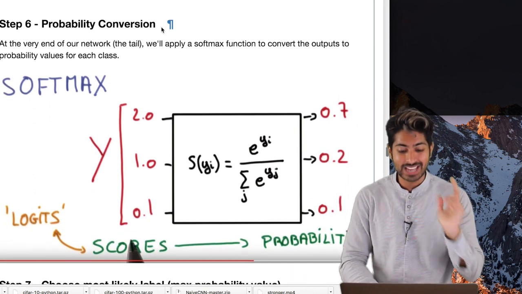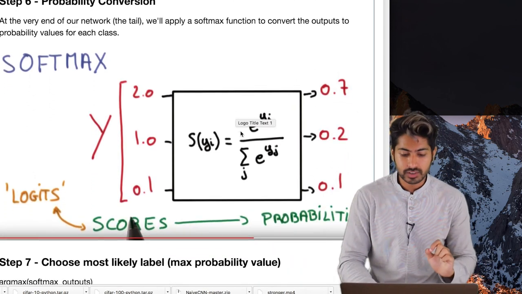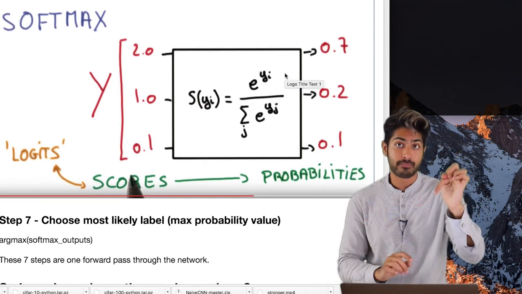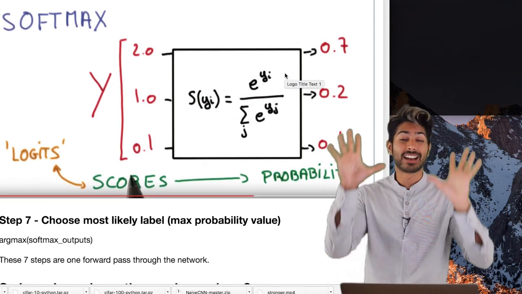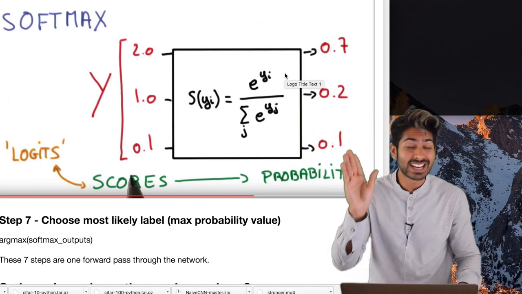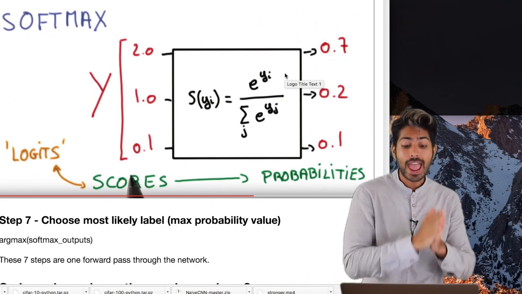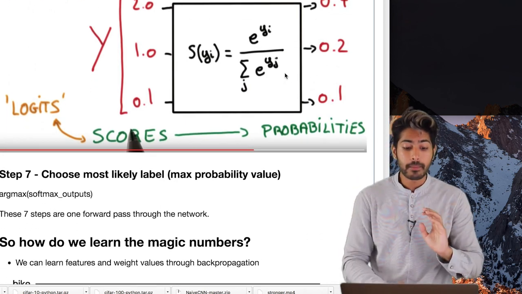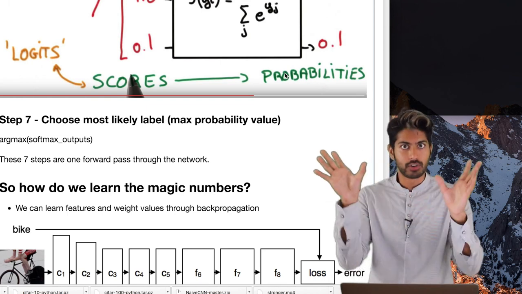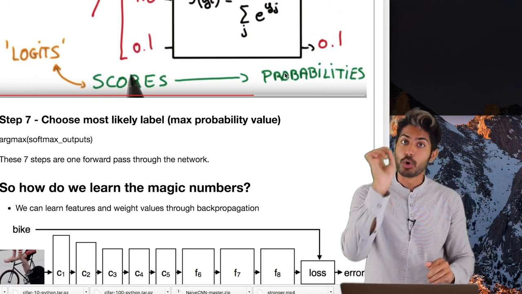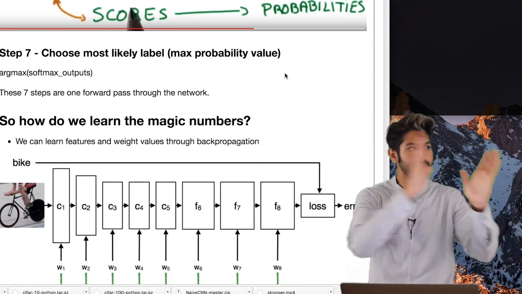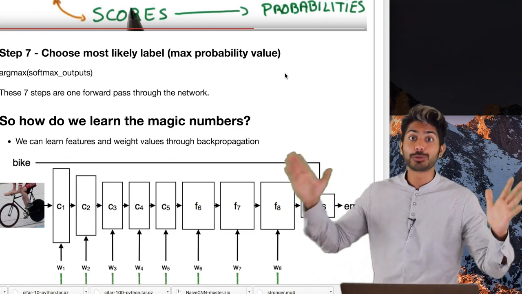A softmax is a type of function, and it looks like this. This is a softmax function right here. We plug these values into the softmax function, and it's going to output a set of discrete probability values for each of the classes that we're trying to predict. Then, given all those probability values, we'll pick the biggest one using the argmax function in numpy, and that's going to give us the most likely class. Okay, those are the seven steps of a full forward pass through a convolutional network.